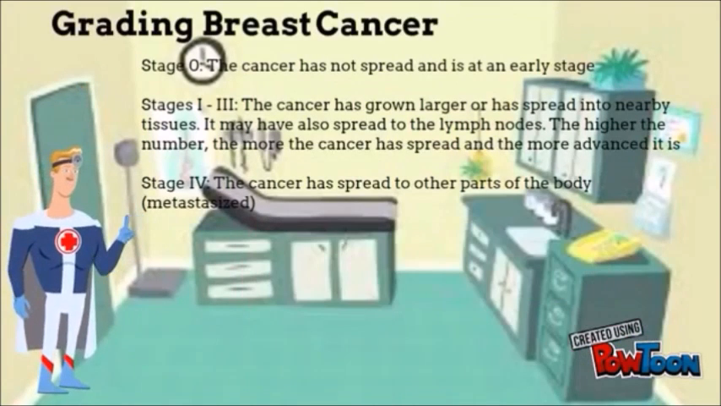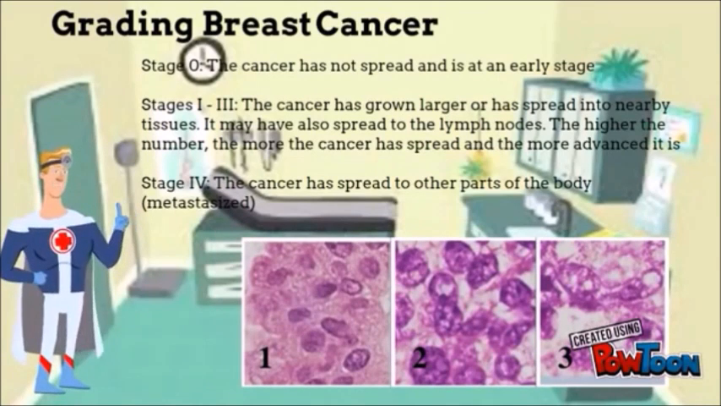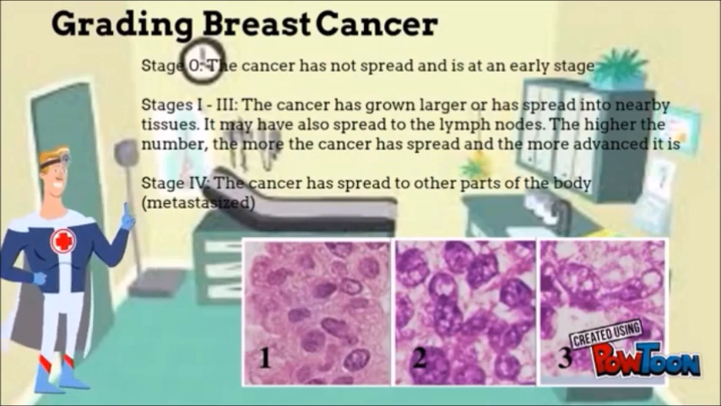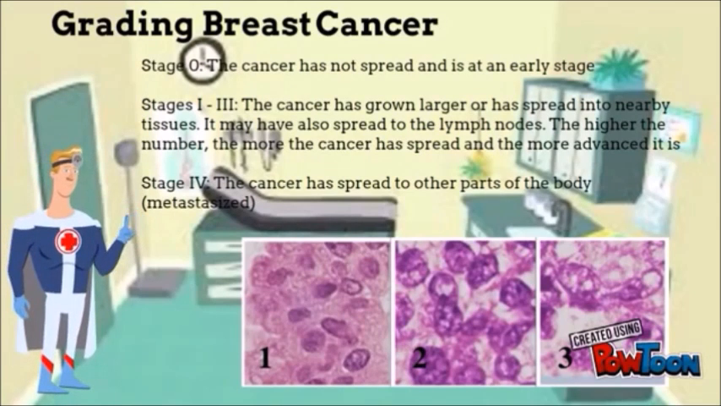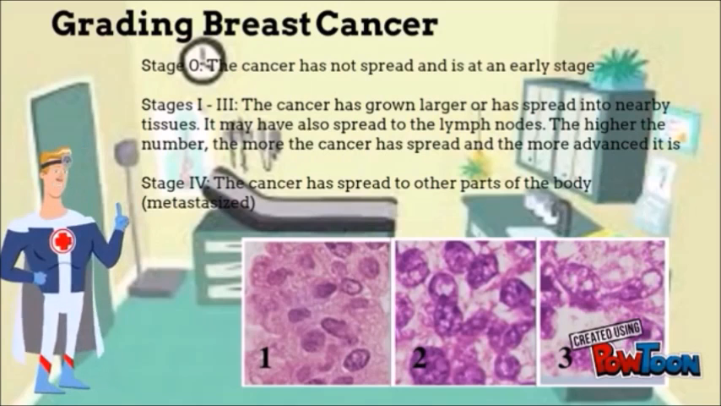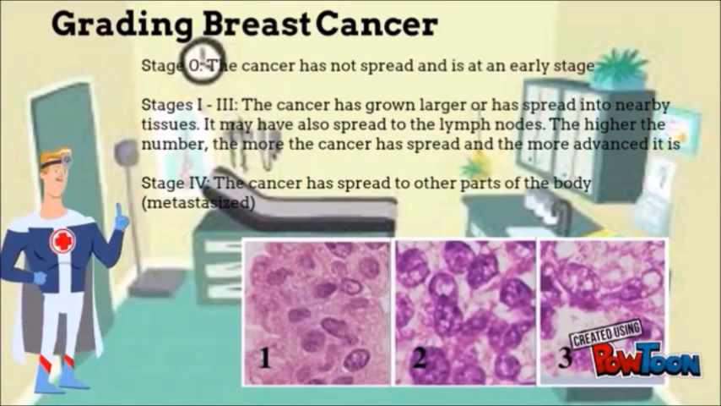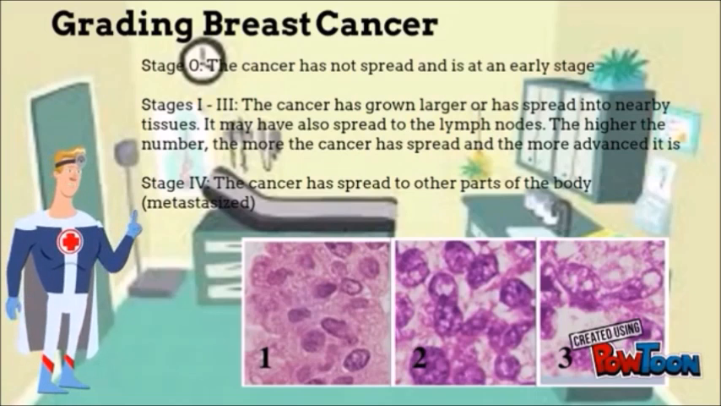Stage 0 means that the cancer has not spread and is at an early stage, and stages 1 to 3 mean that the cancer has grown so large or has spread to nearby tissue, and it may have also spread to lymph nodes. The higher the number, the more the cancer has spread and the more advanced it is. Finally, stage 4 means that the cancer has spread to other parts of the body. This is also known as metastasization.